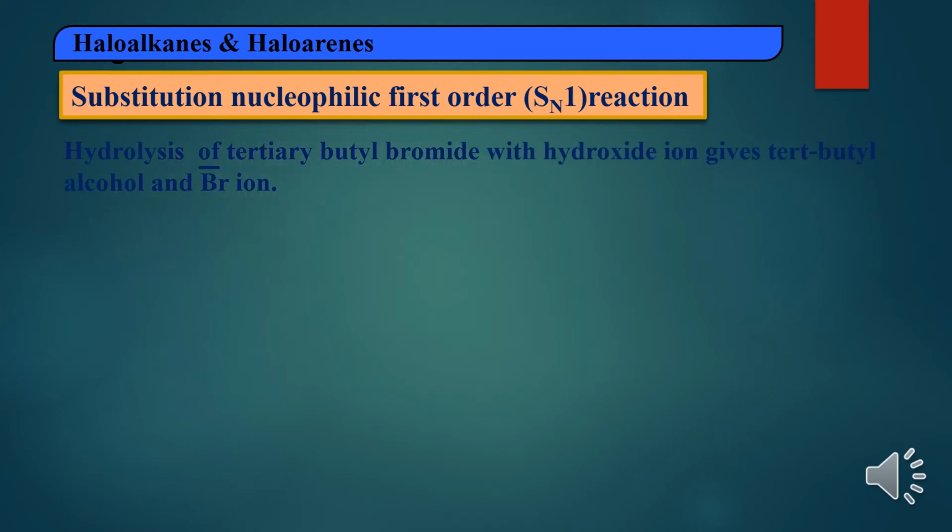Take an example: hydrolysis of tertiary butyl bromide with hydroxide ion gives tertiary butyl alcohol and bromide ion. Tertiary butyl bromide is reacted with the hydroxide ion and gives tertiary butyl alcohol and bromide ion. So write the reaction.